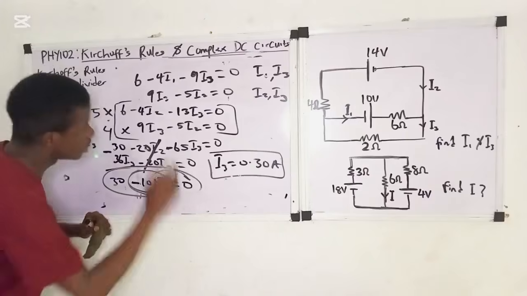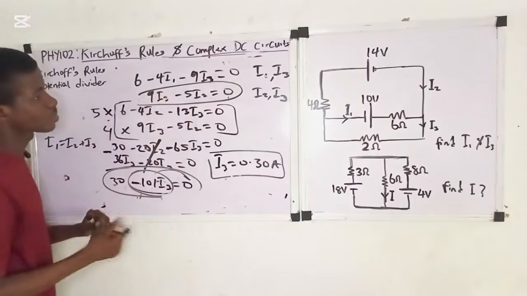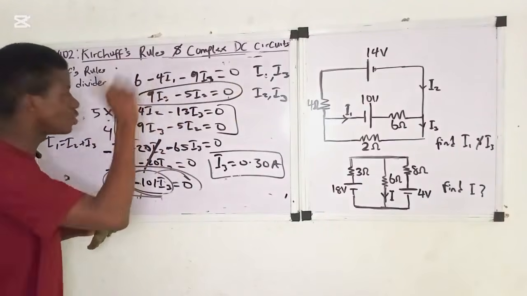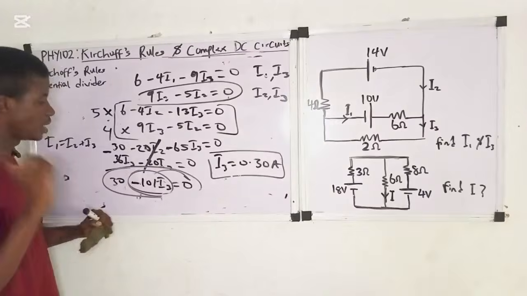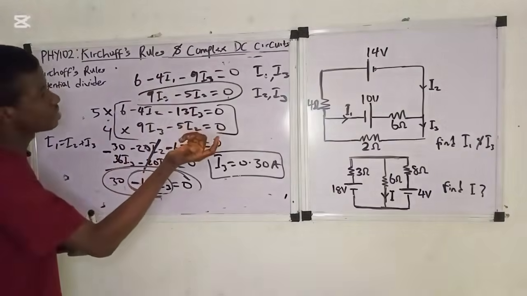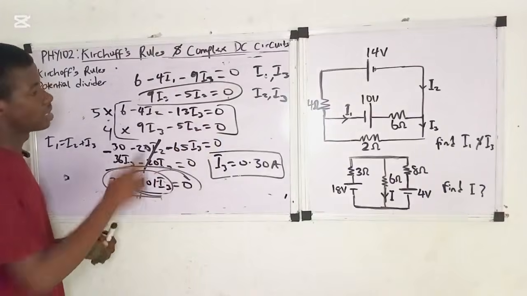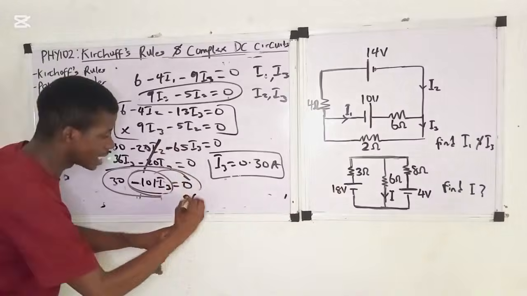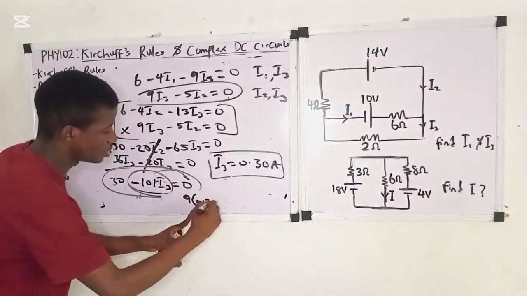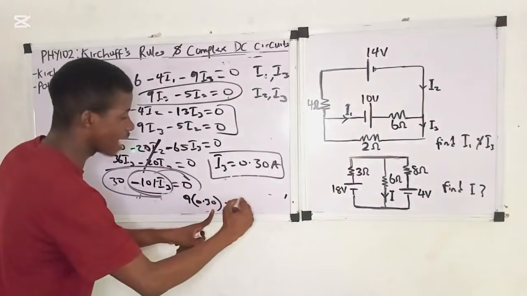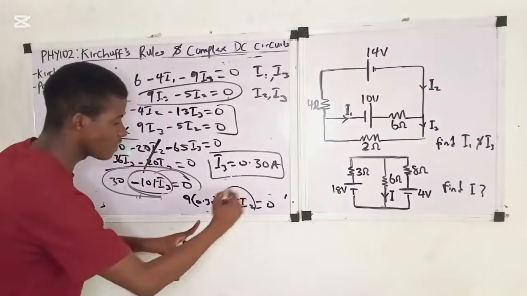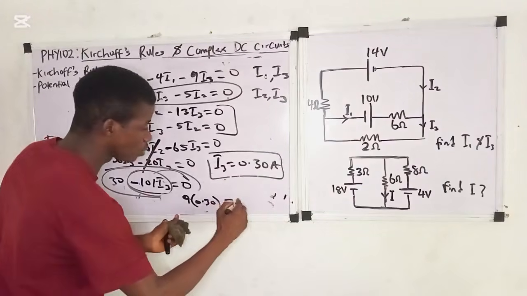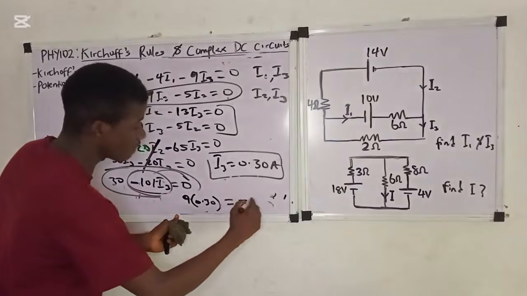So let's get I2. Let's use this equation to get I2. You can use any of the equations. So 9I3, where I3 is 0.30, then minus 5I2 equals 0. Then minus 5I2 crosses this side and turns plus, so it turns to plus 5I2.